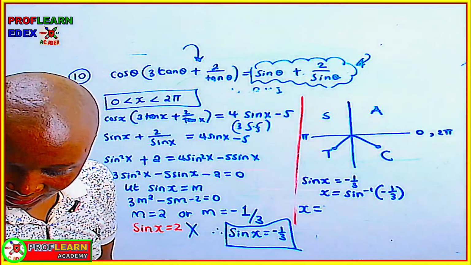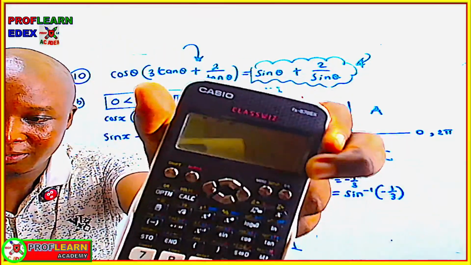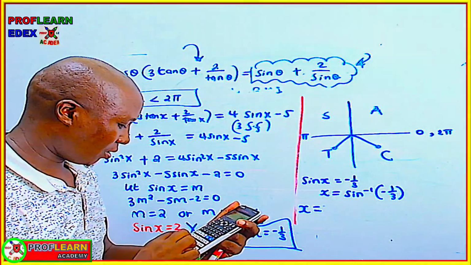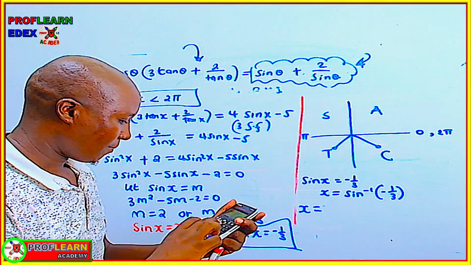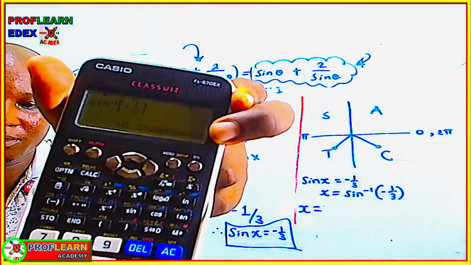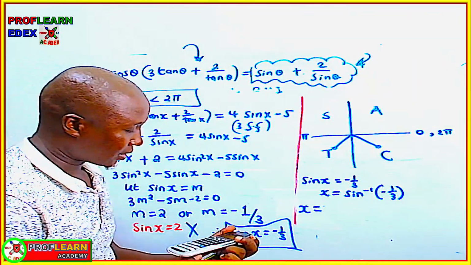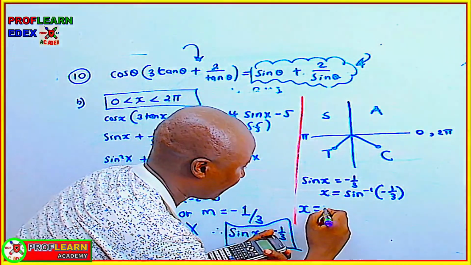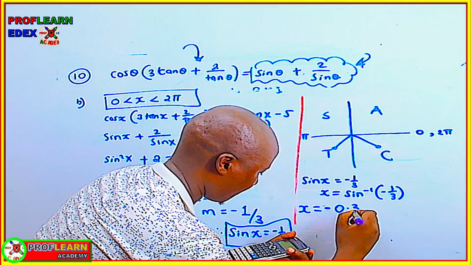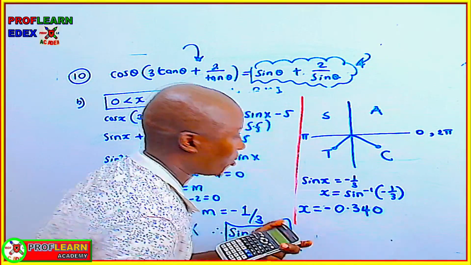If we put it in your calculator, ensuring that your calculator is in radians, ensure it's radian up here, we say sine inverse of negative 1/3, and if I put that, I get my answer here. Are you seeing that? Yes. So my answer is going to translate to negative 0.340, to three significant figures.